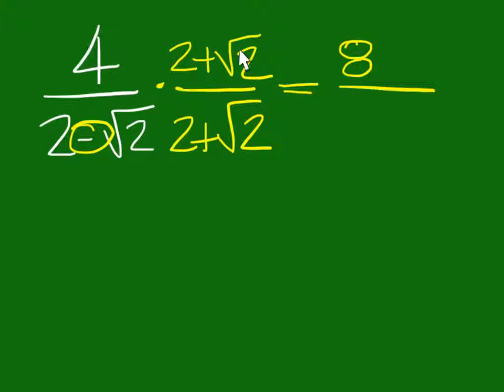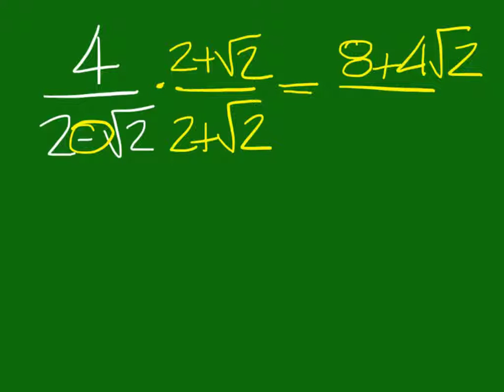And then 4 times square root of 2 is just 4 square root of 2. You can't do anything else with it. And that would be plus 4 square root of 2. Again, that came from 4 times 2 to get 8, and then 4 times square root of 2 to get 4 square root of 2.